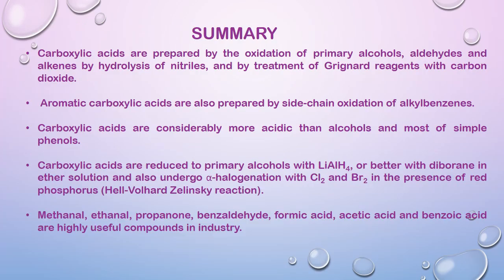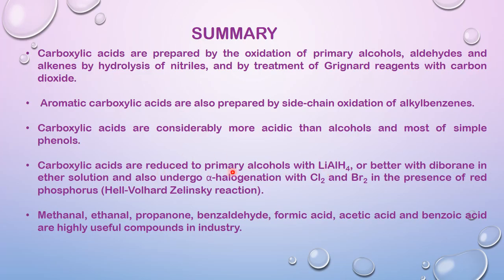So let us recall what we have learned in carboxylic acids. Carboxylic acids can be prepared by the oxidation of primary alcohols, aldehydes and alkenes, by hydrolysis of nitriles and again by Grignard reagents. They can also be prepared by side chain oxidation of alkyl benzenes. They are considerably more acidic than alcohols and most simple phenols. Carboxylic acids are reduced to primary alcohols with lithium aluminium hydride or better with diborane in ether solution.